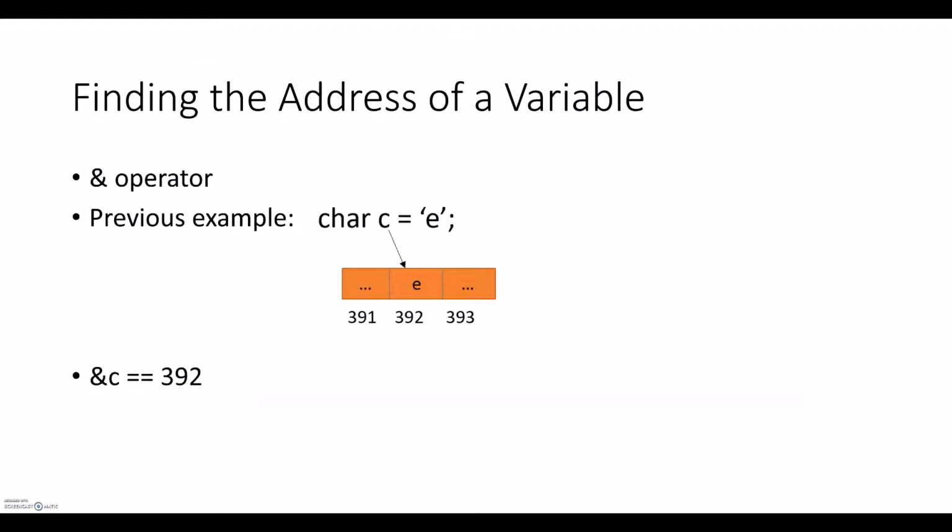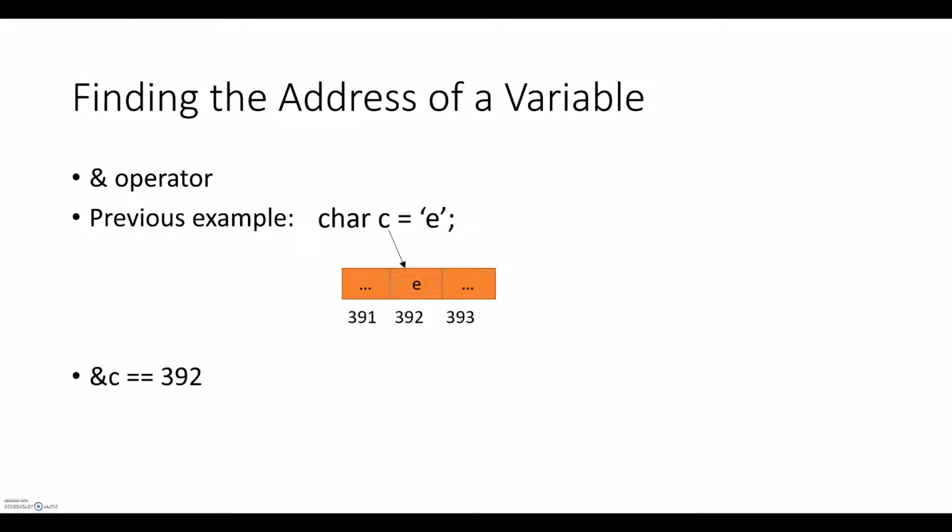So how can we find the address of the data that the variable refers to? We can use the ampersand operator. From the example on the previous slide, remember that char C had an address of 392. To figure out that address, we can prefix the variable name with the ampersand operator. You could cout ampersand C to print the address to the console, and in this case, the expression ampersand C equal 392 would evaluate to true.